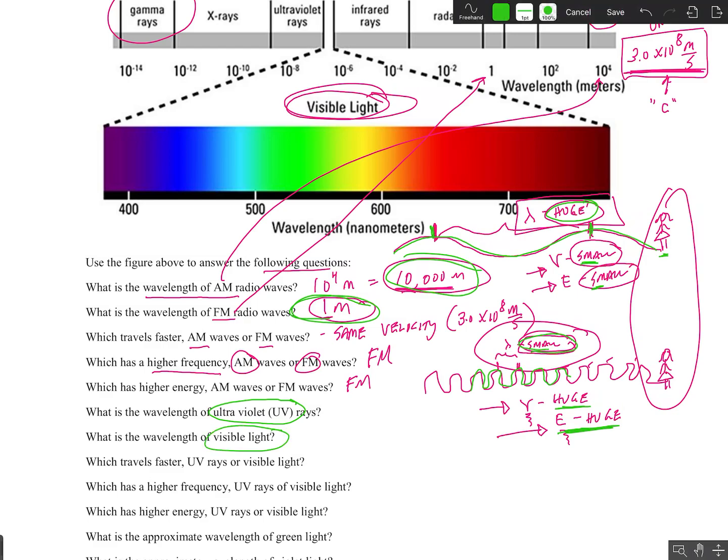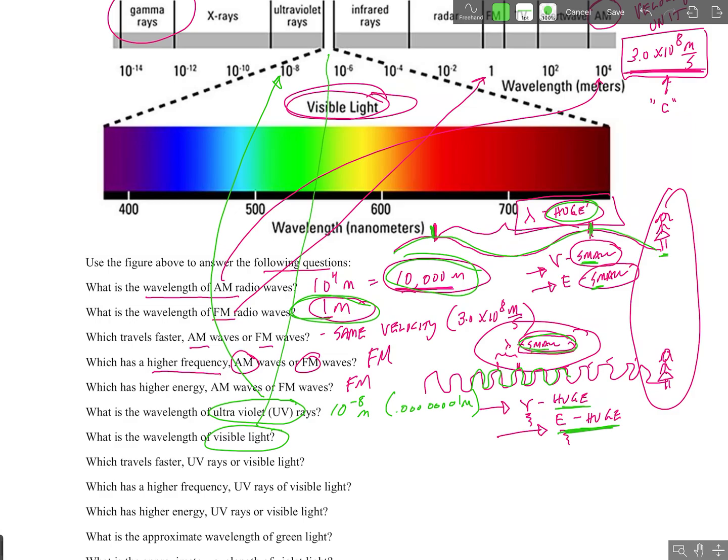So if we take a look, the wavelength of ultraviolet light is quite a bit smaller than even AM and FM radio waves. It's 10 to the negative 8th meters. That's a really, really small wavelength, kiddos. That's 0.000000001 meters. Visible light, well, it's not much bigger.